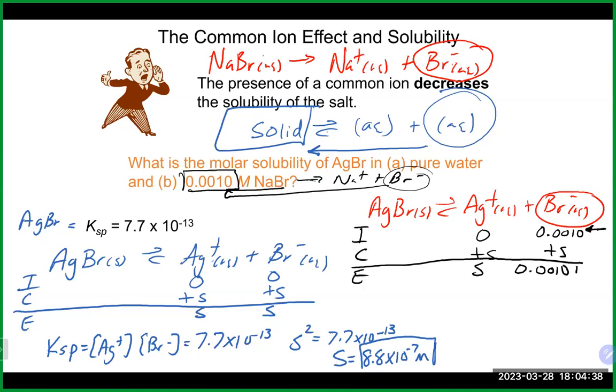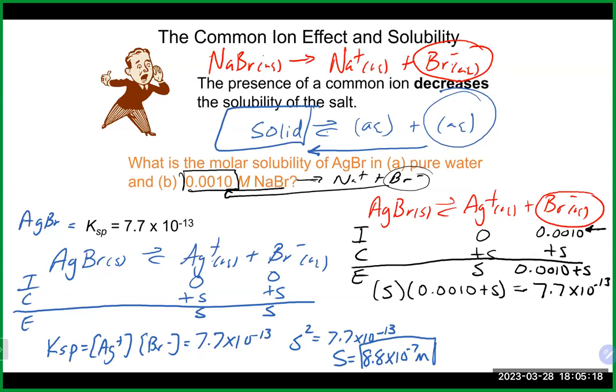Remember that this actually is plus S, not minus S on that side. Any questions on that ice table? So kind of similar to if you again did an ice table in a buffer situation, you are starting with a concentration there of an ion on that side. We'll put this into our KSP expression, which in this case will give us S times 0.0010 plus S equals our KSP value, same KSP value, 7.7 times 10 to the minus 13.